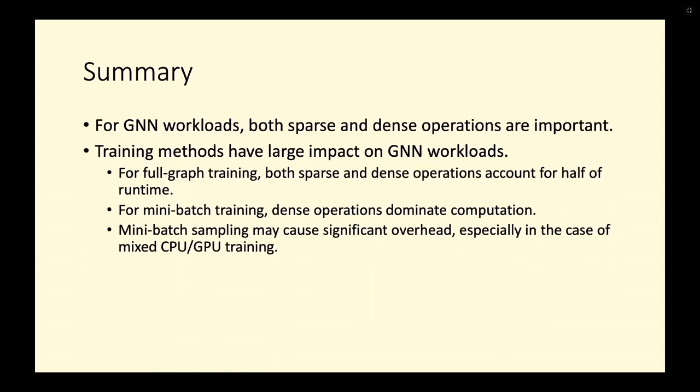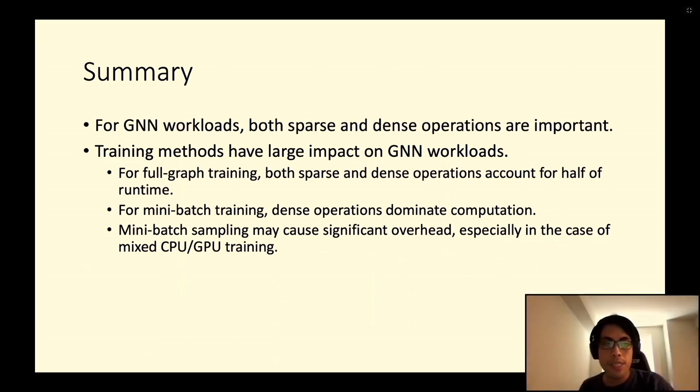So in summary, what we can see here is that for GNN workloads, both sparse operation and dense operation are very important. And the training method actually has a very large impact on GNN workloads. For full graph training, both sparse and dense operations account for half of the runtime for some of the GNN models. But for mini batch training, dense operations dominate the computation. And if the graph is too large, we have to use mixed CPU GPU training. Then the mini batch sampling may cause significant overhead. And that's all for this presentation.